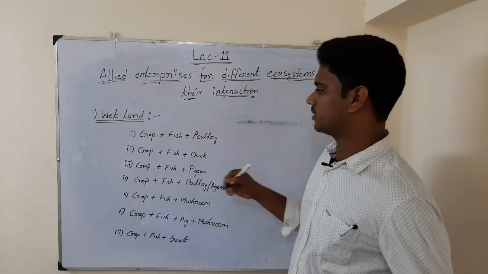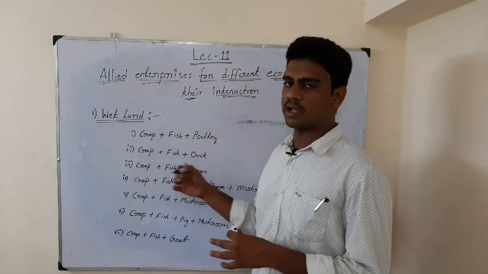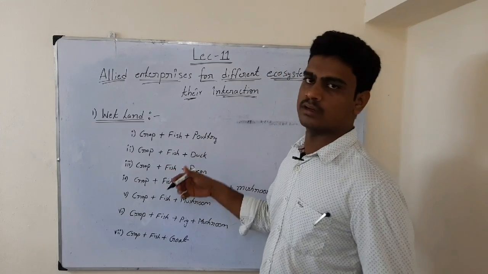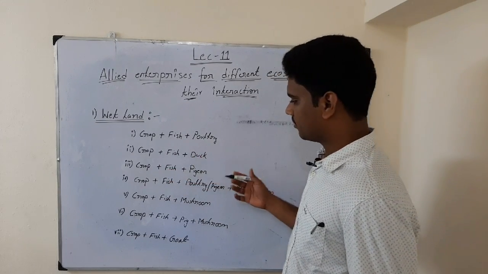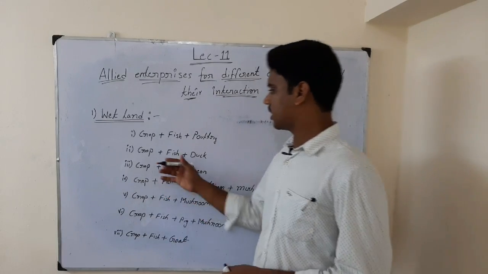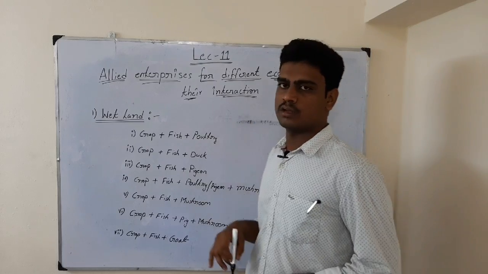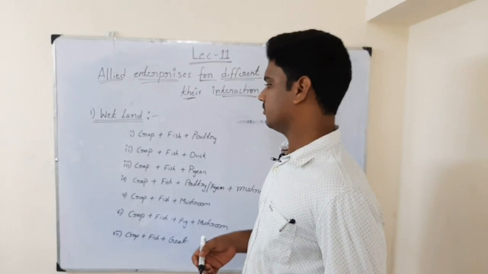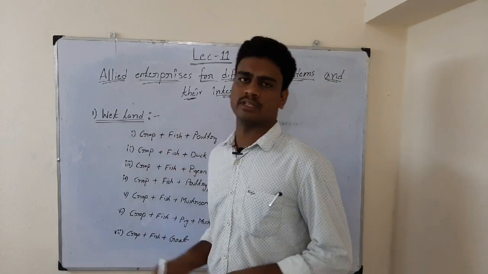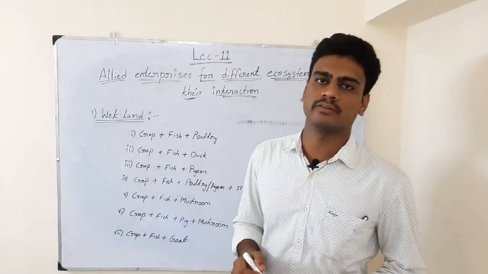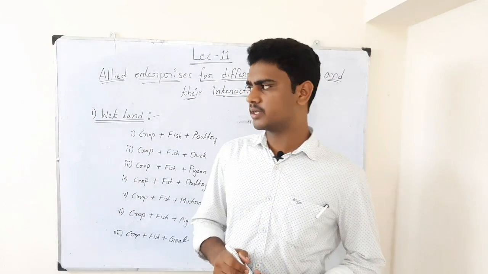First I'll explain what components are present, what the different ways are, what different components we can involve, and how many there are. Then we'll see the interaction between one another and also the competition between one another. In every system, crop is very common. In every system we have to raise a crop.